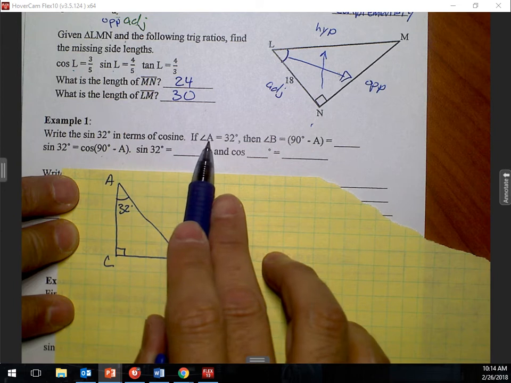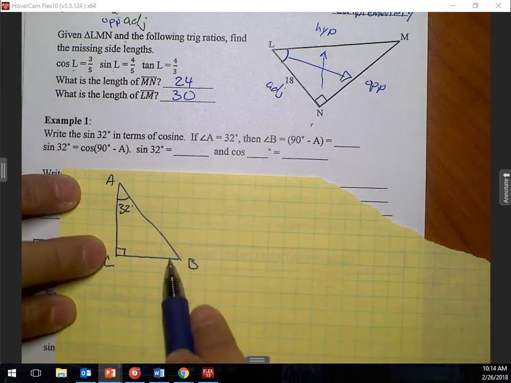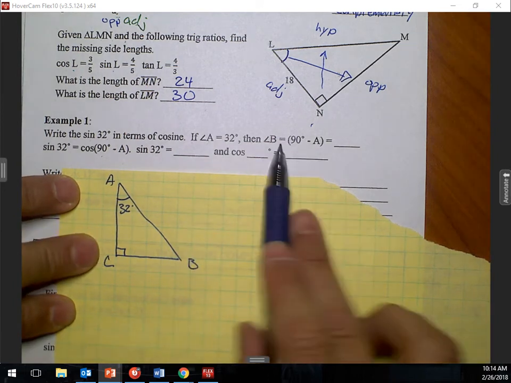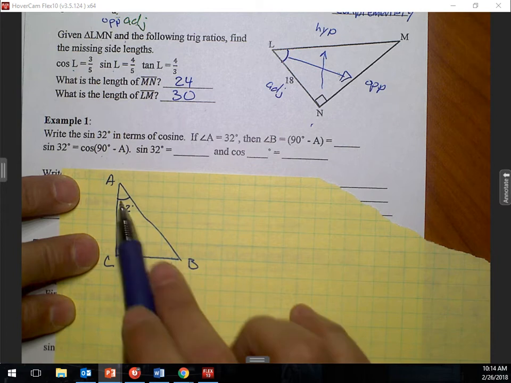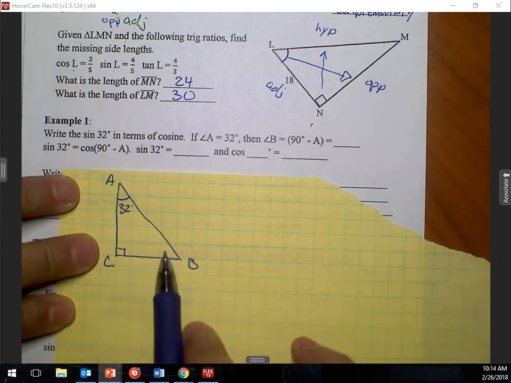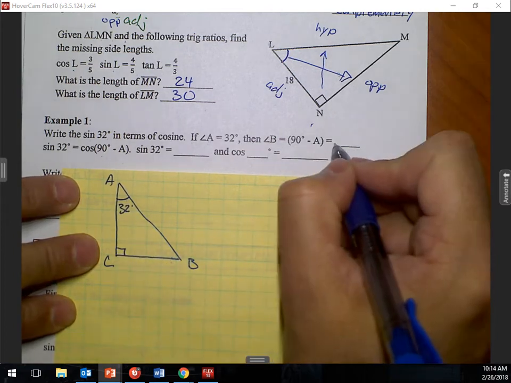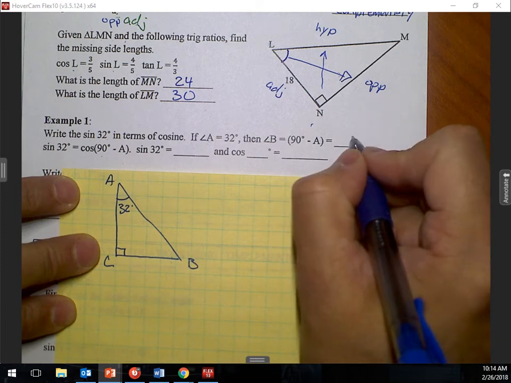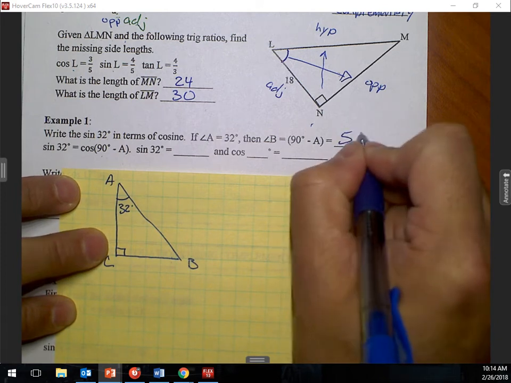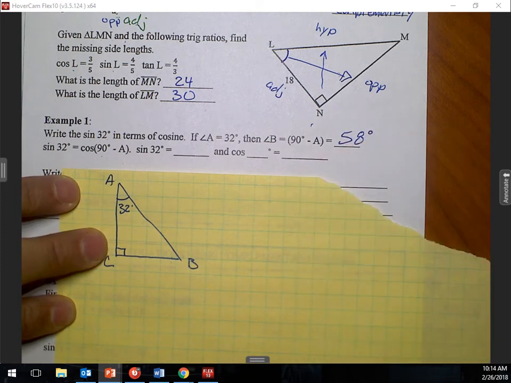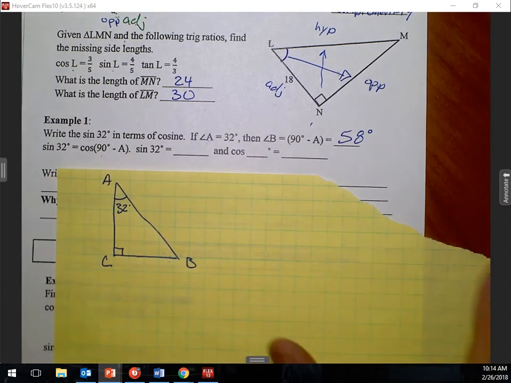Okay. If A is 32, then to get B, I know that, because these two together are complementary, it would be 90 minus 32, right? So that means that A is going to, or I'm sorry, B is going to be what? 58 degrees. Yes? Okay, so now we're going to do this in the calculator.